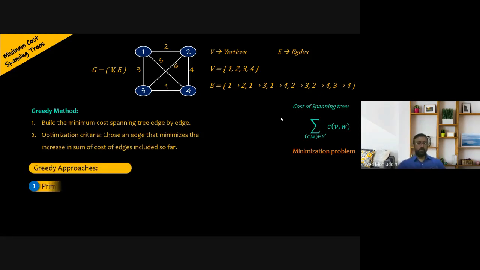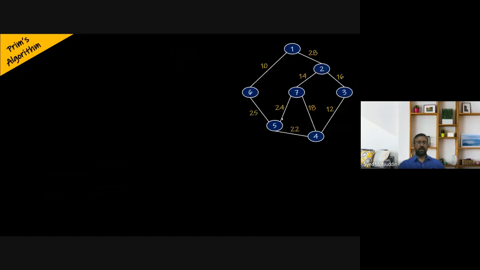Now there are two approaches here which we can use. One algorithm is known as Prim's algorithm, and the other algorithm is known as Kruskal's algorithm. So to find a minimum cost spanning tree, we can use either Prim's algorithm or Kruskal's algorithm. Both use the greedy approach, but there is a difference in both the approaches. So let us look at what Prim's algorithm is.